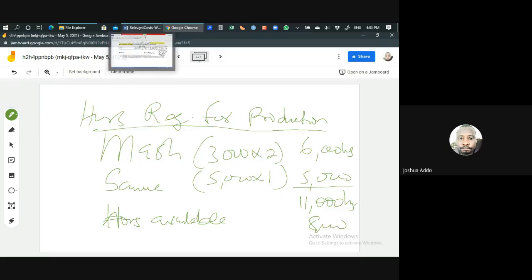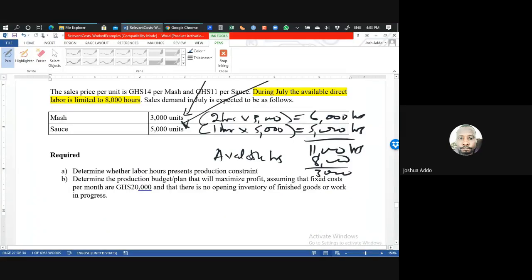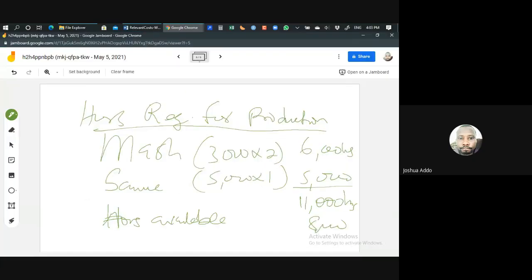$8,000. You can trace this from the question. That's where I colored yellow. During July, the available direct labor hours is limited to 8,000. All right, so the shortage is 3,000 hours. This is how we determine that indeed we have a constraint. We have a limiting factor in the form of labor hours, because labor hours is short by 3,000. It's 3,000 less than required to meet the production level.